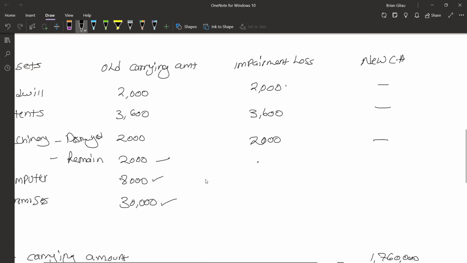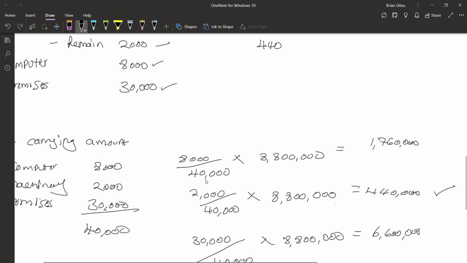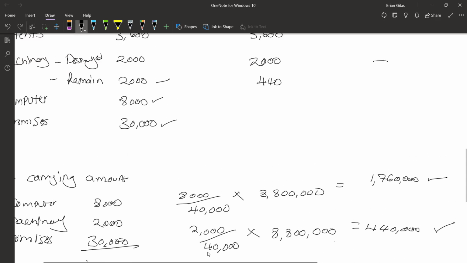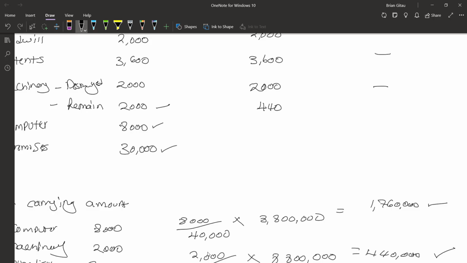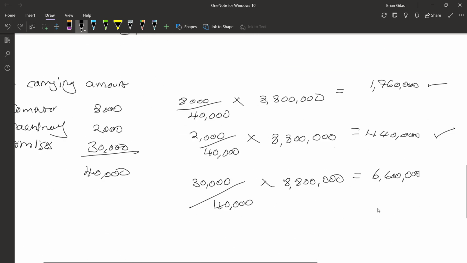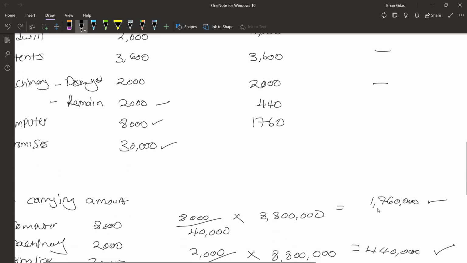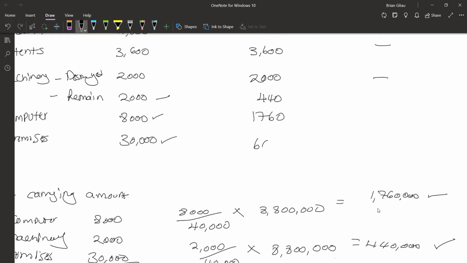Let me indicate it on my table here. 440. The remaining computers is 1760. Let me indicate it here on my table, 1760. And the remaining premises, we have 6.6 million, so 6,600, like that.